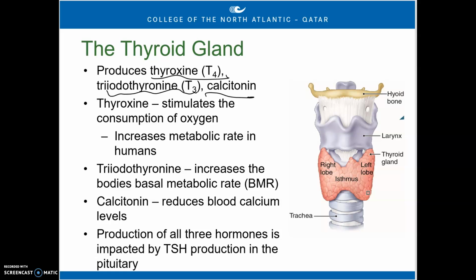Thyroxine stimulates the consumption of oxygen. Increasing consumption of oxygen is going to cause our metabolic rate to increase. So if thyroxine is present, we're going to have an increase in metabolism generally in the body. Triiodothyronine, T3, if that hormone's present, is going to cause an increase in the body's basal metabolic rate.